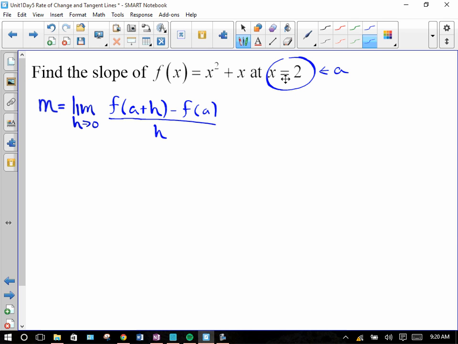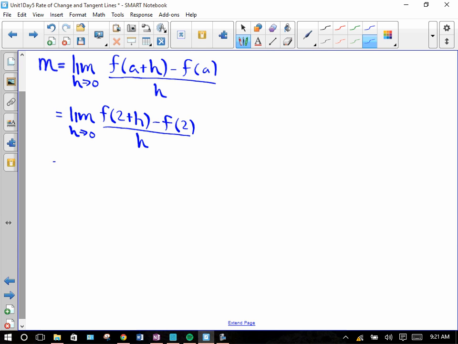So what we need to do is, the slope is equal to, and I want you guys to be using good notation here. Every time that you write equal to, you need to put the limit as h approaches 0. So it's going to be f of a, which is 2 plus h, minus f of 2, all over h. What you have to remember here is that when you have f of 2 plus h, you're taking a function and replacing every x you see with 2 plus h.